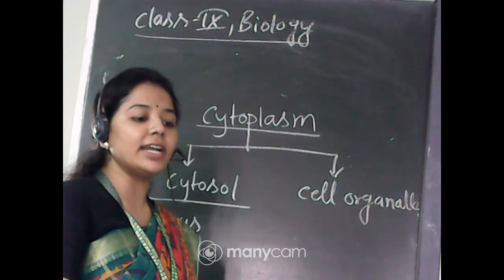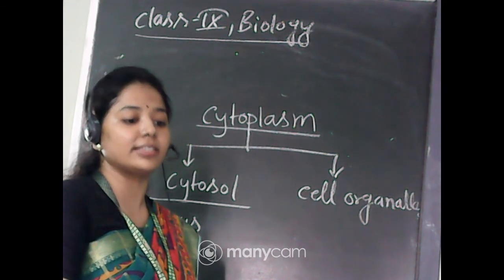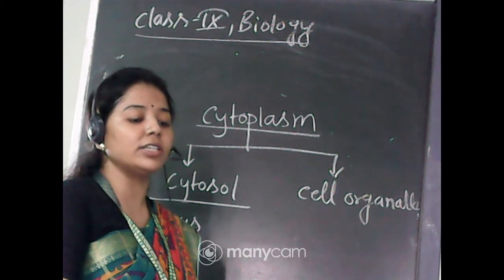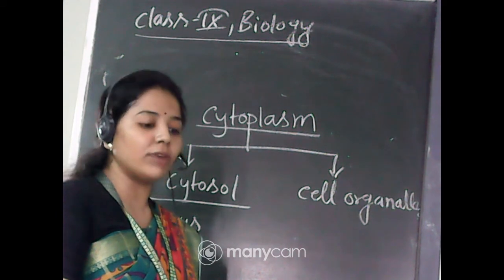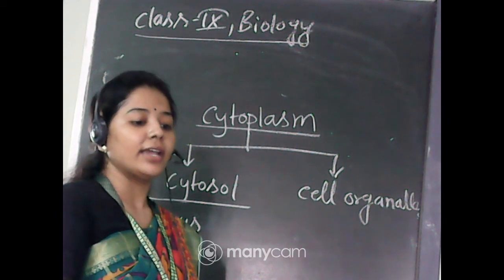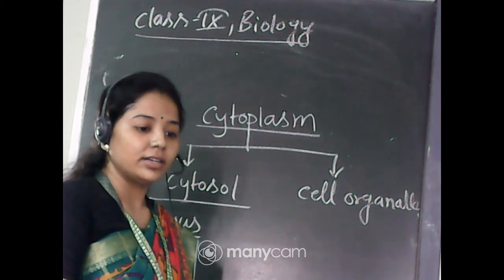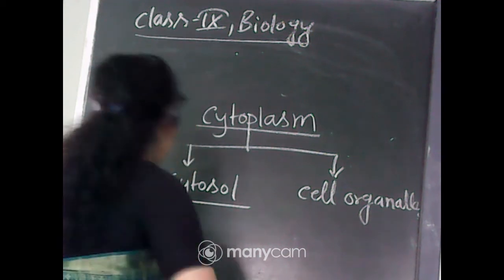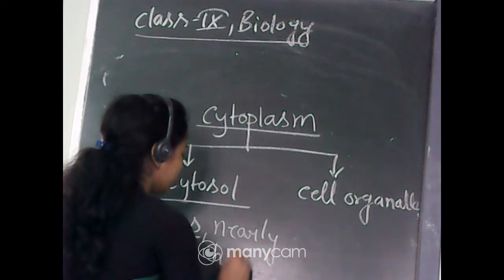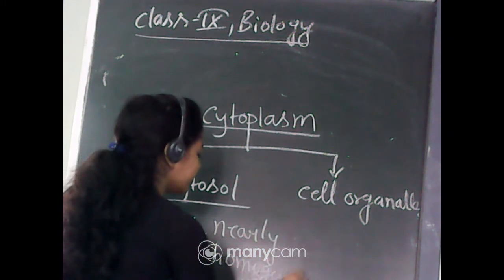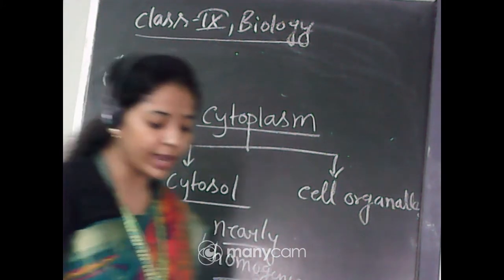Next, it is nearly homogeneous. Nearly homogeneous means the components or composition is uniform throughout the mixture. Okay, that is why it is known as nearly homogeneous. Got this, everyone? So the two characteristics we have got.